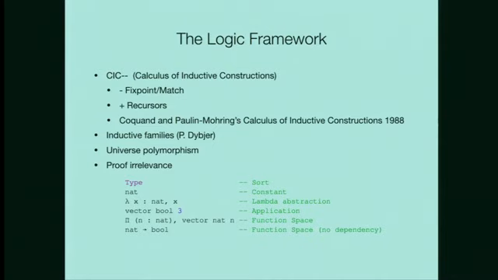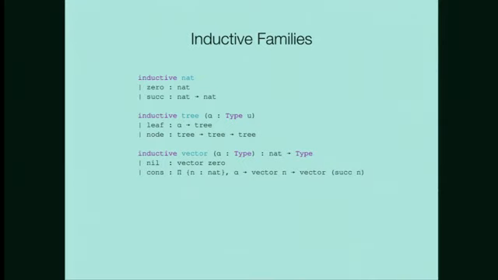I'm so happy that I met him yesterday. Lean has universe polymorphism and has proof irrelevance. And the basic expressions are, you can have sorts like Type, you have constants, nat is a constant, you can have lambda abstraction, you have function application, function spaces, and non-dependent function spaces. That's just a special case. I'm not going to explain this because we had many talks that cover dependent type theory in the previous days.